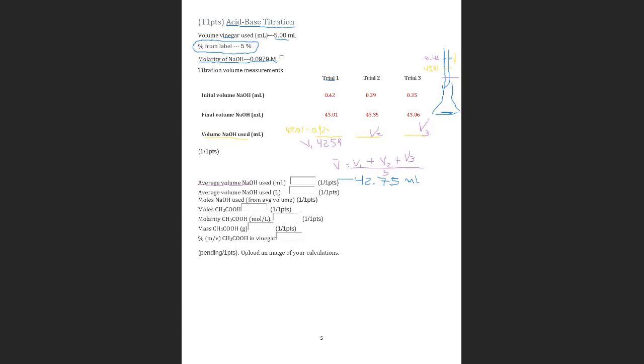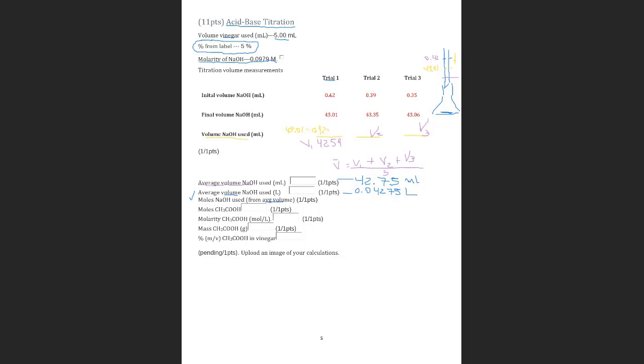Then they ask you the average volume in liters. All you have to do is divide by 1,000. So for me, it's 0.04275 liters. Then moles of sodium hydroxide used. And it says to use the average volume. So how do you calculate the moles? That is simple.